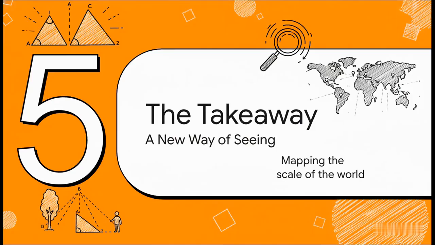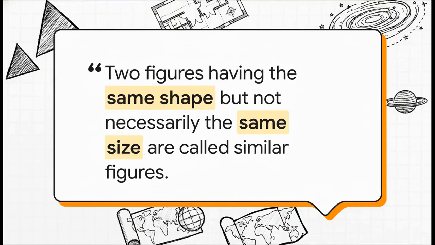So, okay, that's a cool trick. But why does it really matter? Because this isn't just about shadows and lampposts. This principle of similarity is a fundamental tool we use to map our world, to build our cities, to understand the sheer scale of everything around us. Yep, it all boils down to this one simple idea. Same shape, different size. That's it.